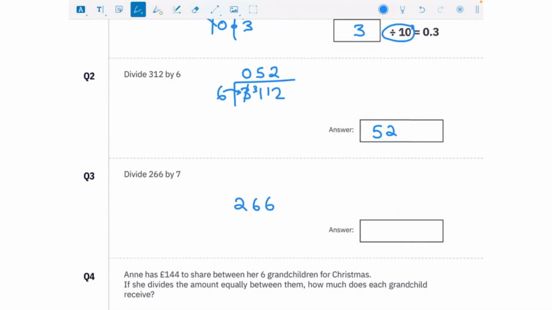266 divided by 7. 7 fits into 2 no whole times, and we haven't used any of those 2 up, so let's carry them over. 7 into 26, so we've got 7, 14, 21, and then 28, which is too big. So it's going to fit in 3 whole times with 5 left over. And 7 into 56, hopefully you know that times table, it's one of the trickiest ones. 7 times 8 is 56, so 7 into 56 is 8. So we're left with an answer of 38.